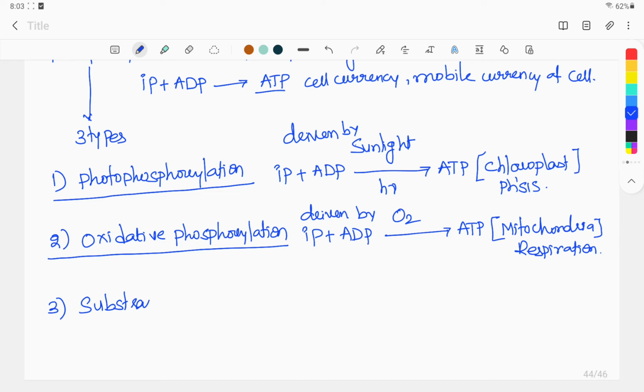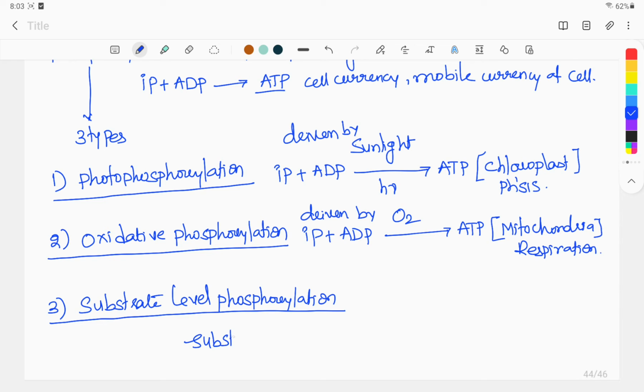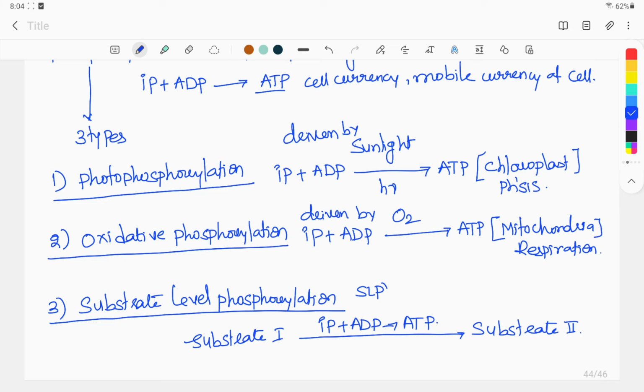This is what the question is framed on. In substrate level phosphorylation, what happens is that when one substrate is converted to another substrate, for example, substrate 1 is converted to substrate 2, during this, inorganic phosphate is added to ADP to give rise to ATP. This is called substrate level phosphorylation, or simply SLP.